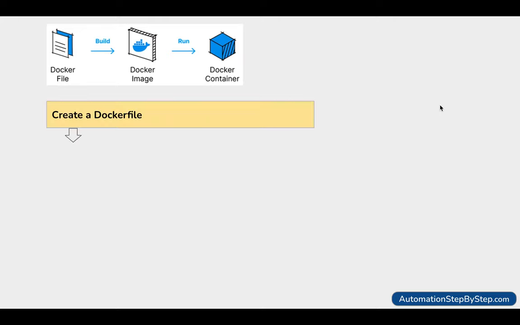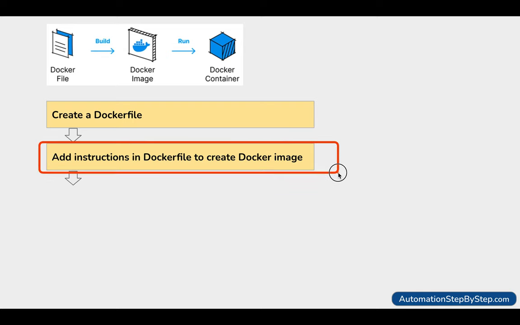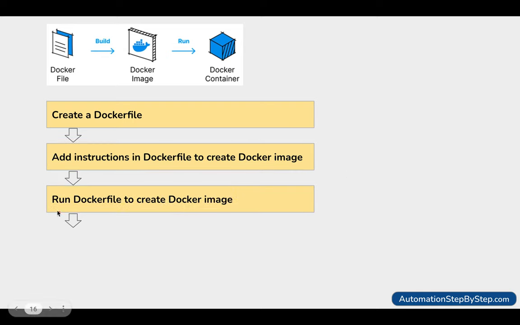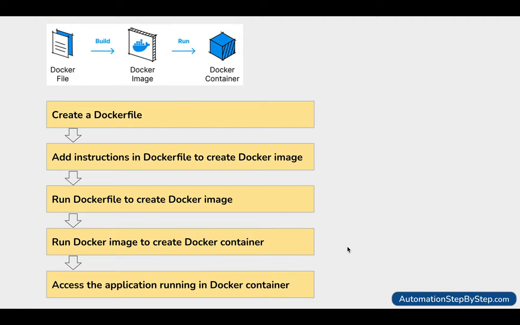So in this session we are going to do practical hands-on, and we are going to go step by step. We will first create a Docker file, then we are going to add the instructions in the Docker file to create a Docker image. Then we are going to run the Docker file, or we generally say build the Docker file to create a Docker image, and then we are going to run the Docker image to create a Docker container, and then finally we will access our application on a web browser running in a Docker container. This is going to be very easy and very interesting, and you can follow along with me step by step.